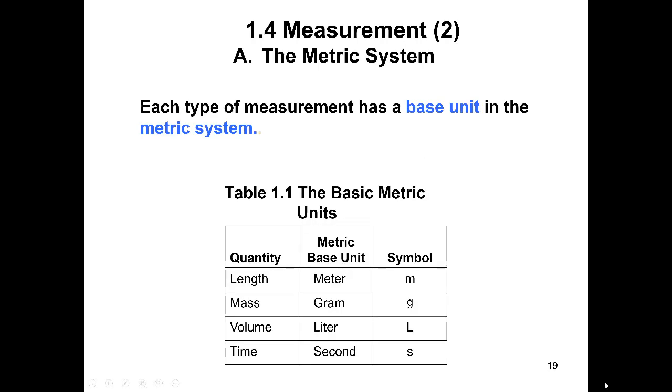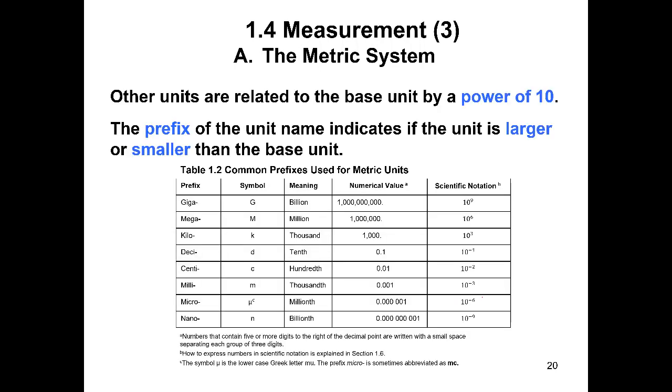So the measurements that we use typically in here are going to be metric. And so you're going to have a base unit in the metric system. So for length, we use the meter. For mass, we use the gram. Volume, we use liters or sometimes milliliters, but that's the base unit. And then for time, we use the second. So that's one that we're used to even if we don't understand the metric system.